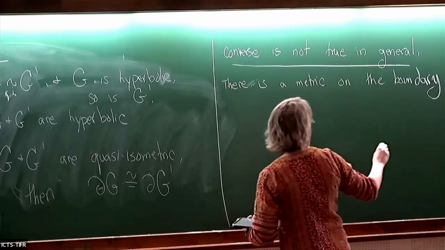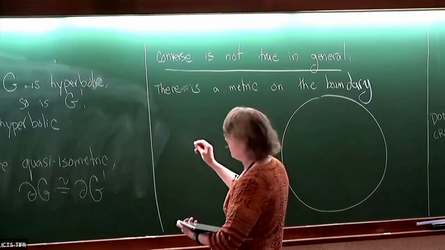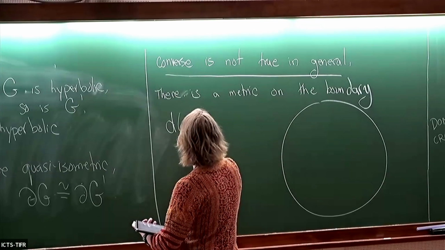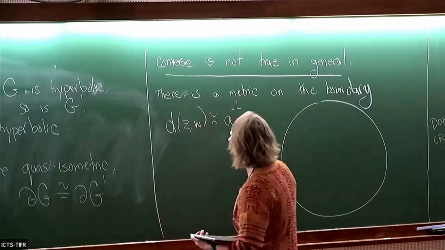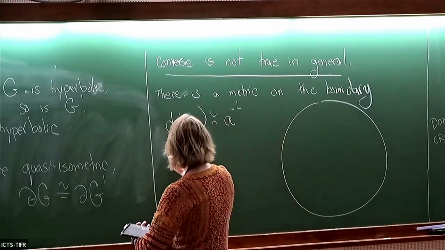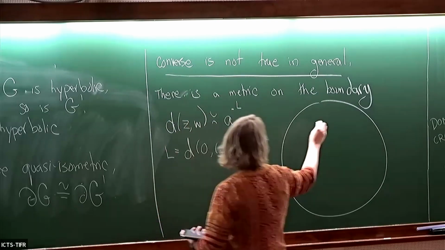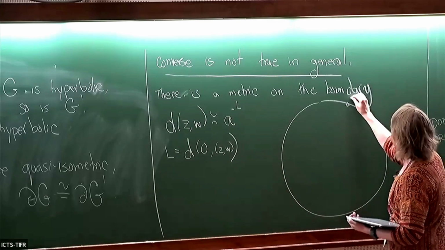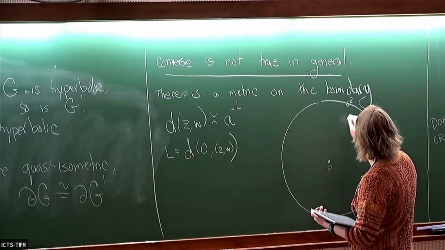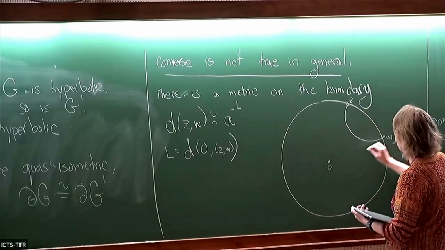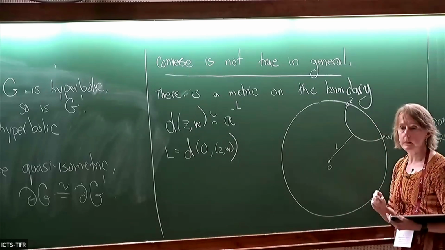Okay, so I'll just draw it with H2 because that's sort of the easiest. So the distance between two points on the boundary is going to be similar to a to the negative L. I'll say what I mean by that in a second. So this L is just the distance between some point and the geodesic between Z and W. Let me draw this here. I have two points on the boundary, Z and W. And I'm going to pick a base point. The metric will change a little bit with a base point. Okay, and I'm going to look at this distance here. This is my L. Okay, so it scales like this.